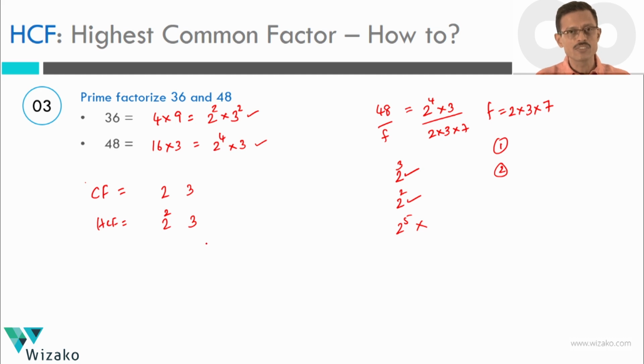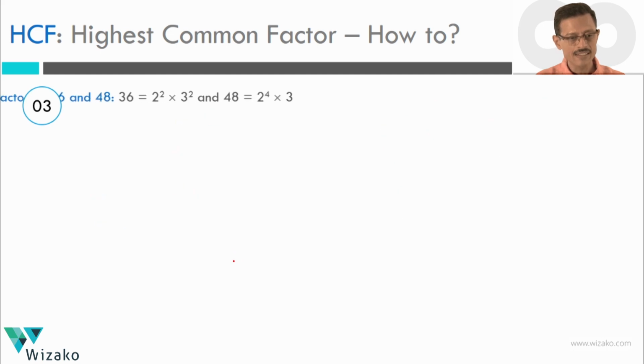So the HCF will contain a maximum power of 2 of 2 square. For the highest power of 3 that will divide both, there's a 3 square in 36, but there is only a 3 power 1 in 48. Therefore, the highest power of 3 that can divide both these numbers is 3 power 1. So the HCF is nothing but the product of these two, which is equal to 12, which is what we got by listing down too. Let me summarize this in the next slide.